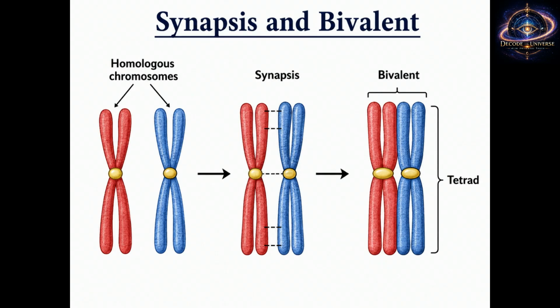Meiosis is important because it forms gametes. It maintains the chromosome number of a species. It creates genetic variation through crossing over. It helps evolution. Real-life example: children look similar to parents but not exactly the same. This variation is partly because of meiosis and crossing over.